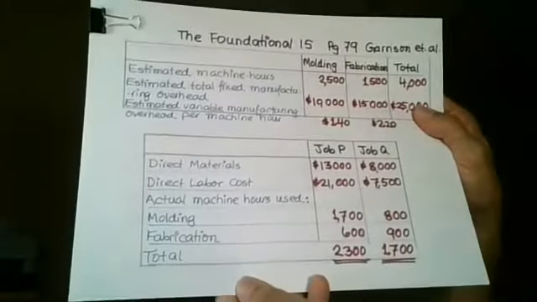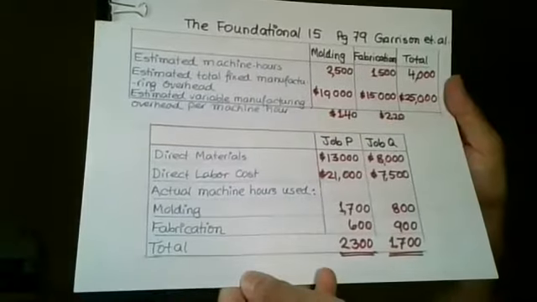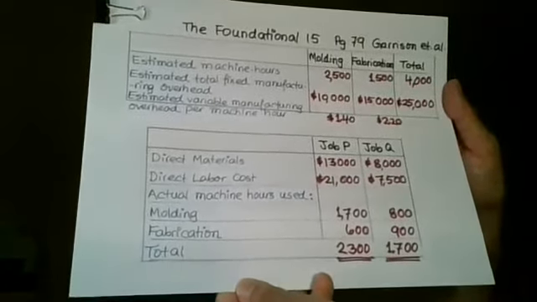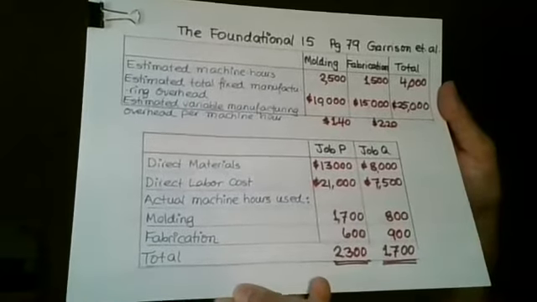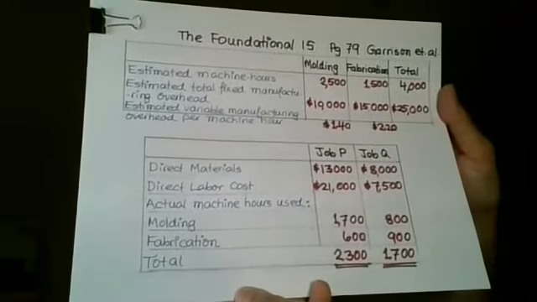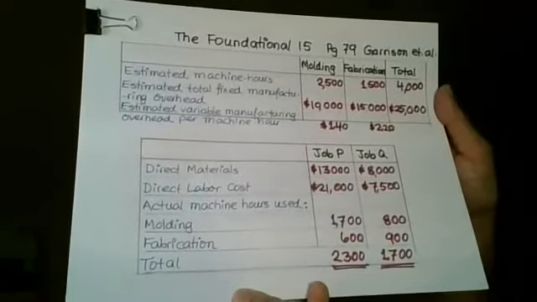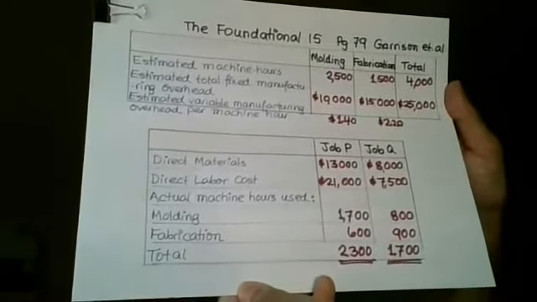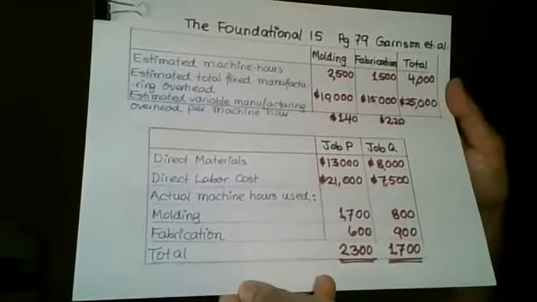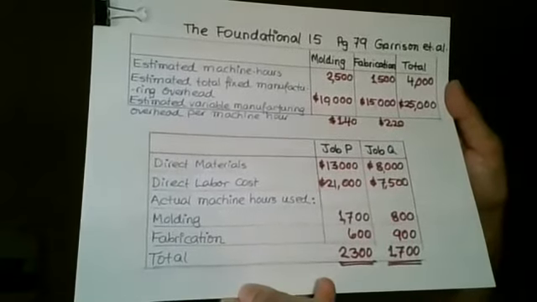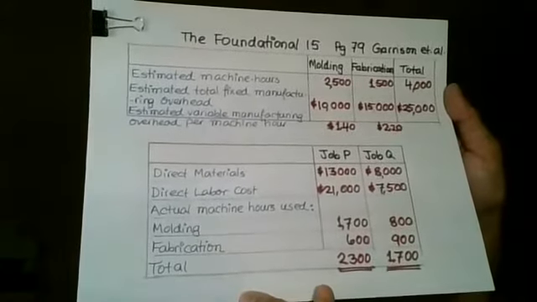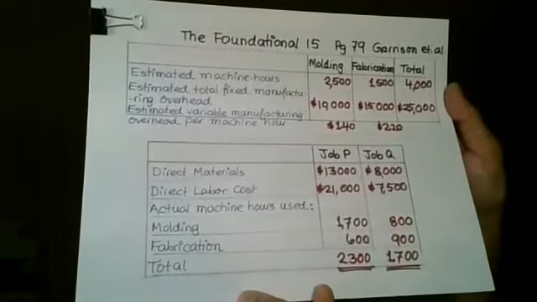So to review the information given, this is the question. Again, we have two departments, molding and fabrication. Estimated machine hours for the whole year, 2,500 and 1,500 hours. So that's 4,000 hours. Estimated total fixed manufacturing overhead, 10 and 15, making it 25. Variable rate, $1.40 and $2.20.